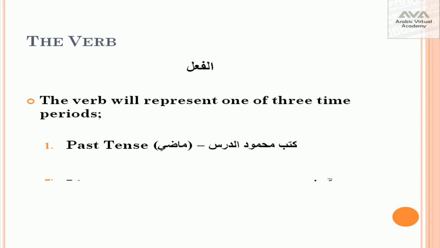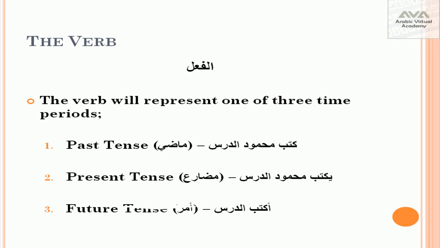And then you also have the chance that the fi'l is going to be mudari', or a present tense verb. And this you see in the second sentence on the screen. يكتب محمود الدرس means that Mahmoud is writing the lesson. Now, we see here this word yaktub is the fi'l al-mudari', the underlined word here.